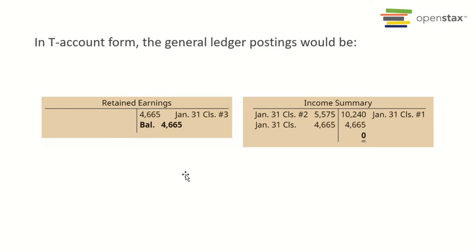So after step 3, we closed the expense account, we closed the revenue account, we also closed the income summary account. So all these accounts have 0 balances now. Everything is in the retained earnings account.